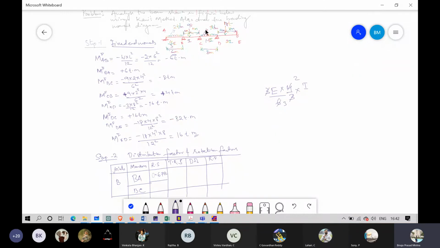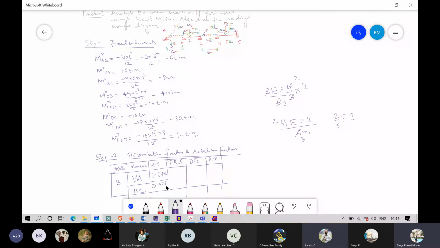Now similarly, what will be BC? The end C is a hinged one, but it is a continuous end. The beam is also extending after this, so we will consider it as fixed. So for fixed, 4 E into I divided by L is 6 meters, so 4 by 6, again 2 by 3 EI, which is 0.67 EI.